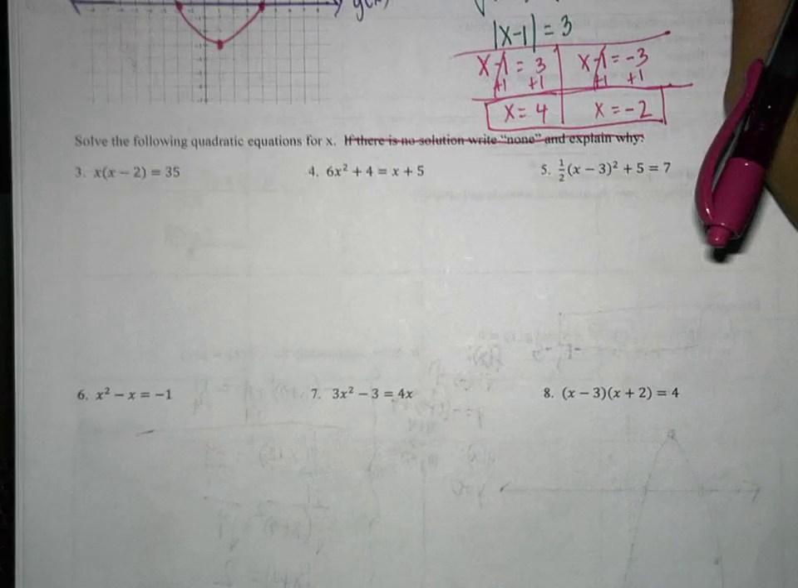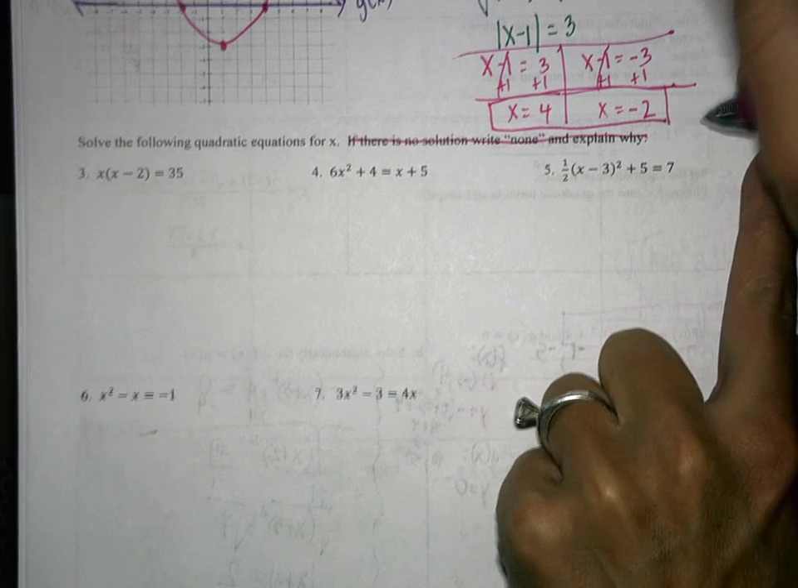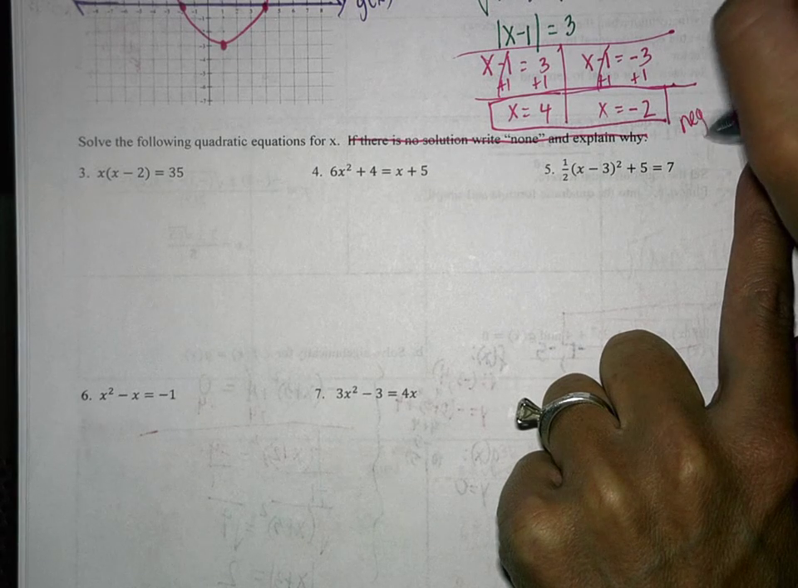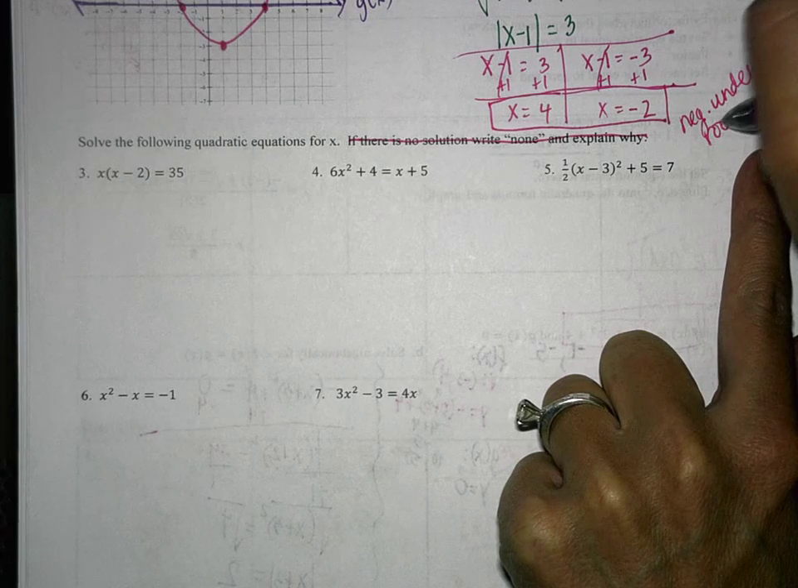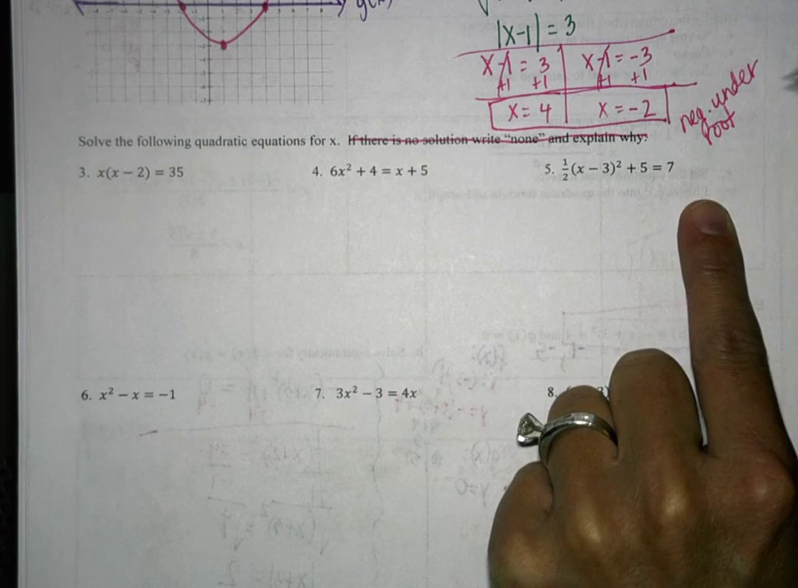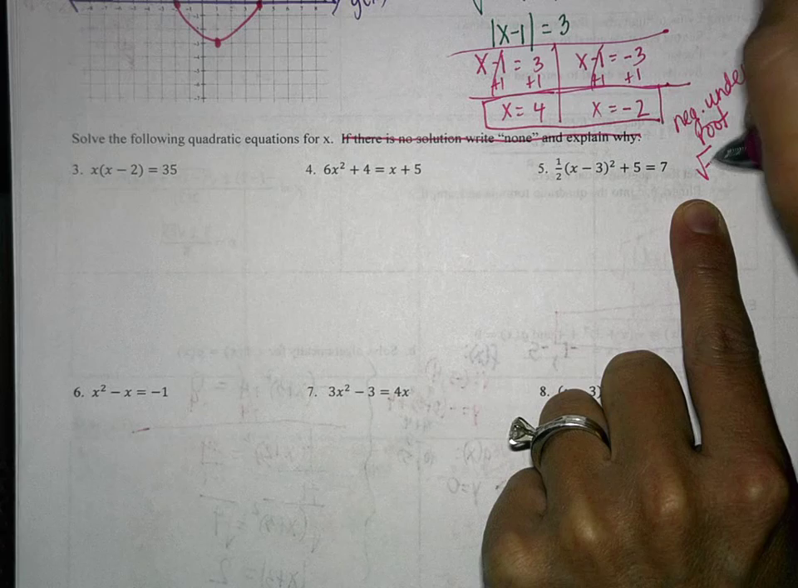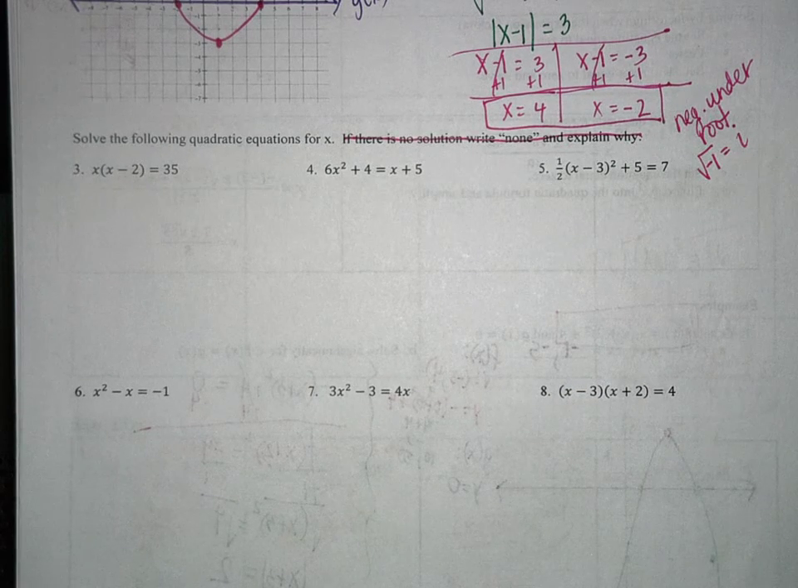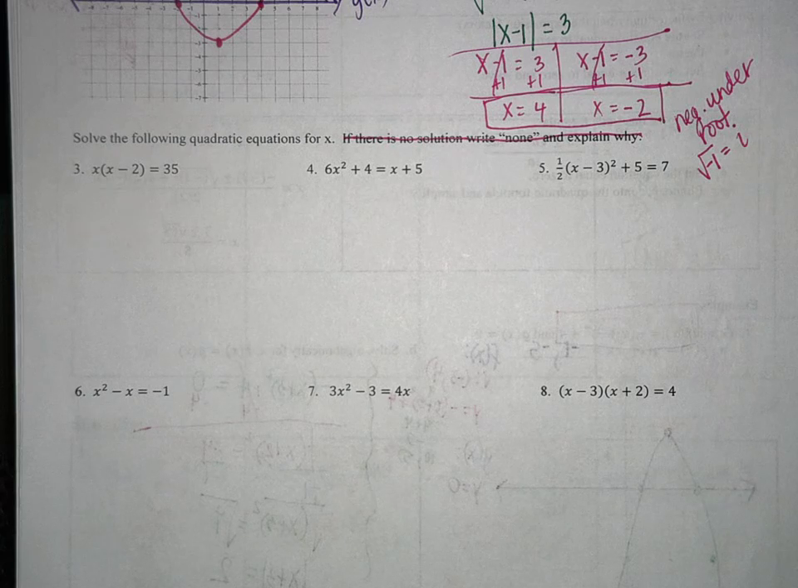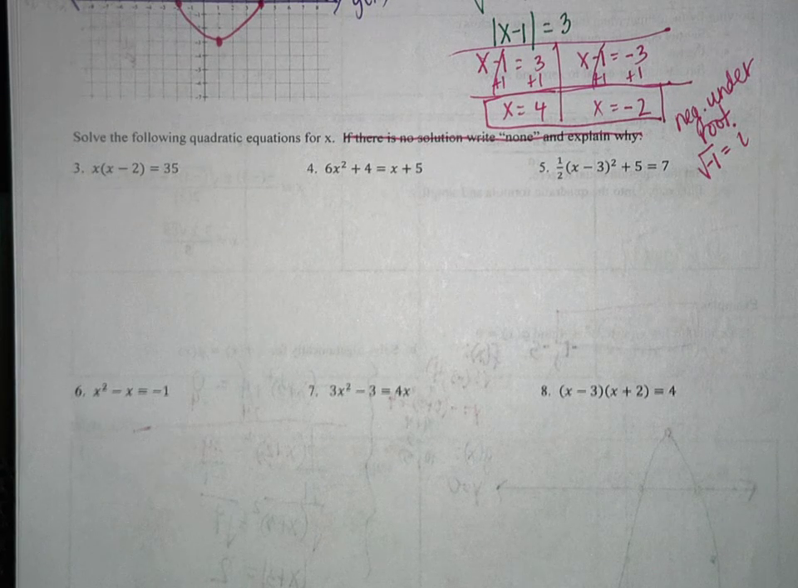If you end up getting a negative under the square root, does anybody know what that becomes or remember? Very good. So whenever you have the square root of -1, that equals i. And what happens is we normally just take that negative from under the root and bring it out and make it an i. So instead of writing no solution, we're going to turn it into an imaginary number.